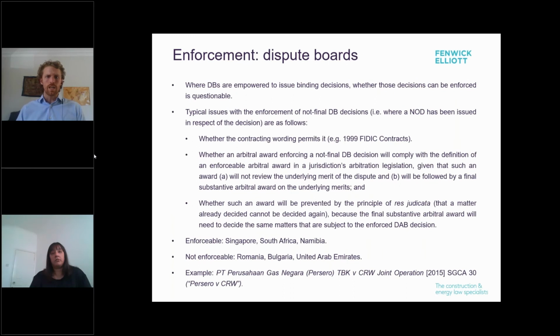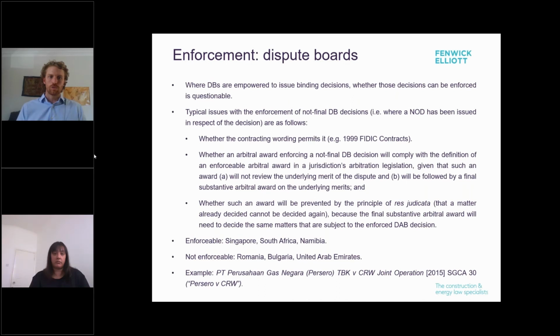As to the enforcement of dispute boards, where parties agree to empower dispute boards to issue binding decisions, it will not always be the case that the resulting decision will actually be enforceable. This chiefly concerns not final DB decisions, which is where either party issues a valid notice of dissatisfaction. Typical issues with enforcement include, firstly, the contract wording. Because dispute boards are purely creations of contract, it's essential that any powers are very clearly defined.